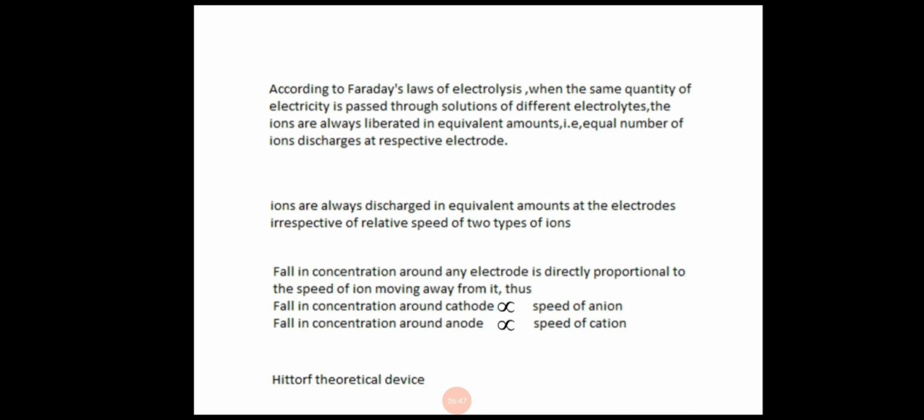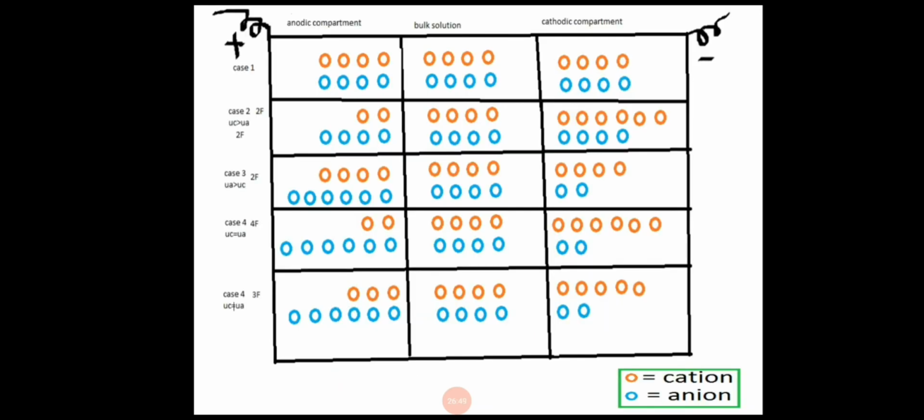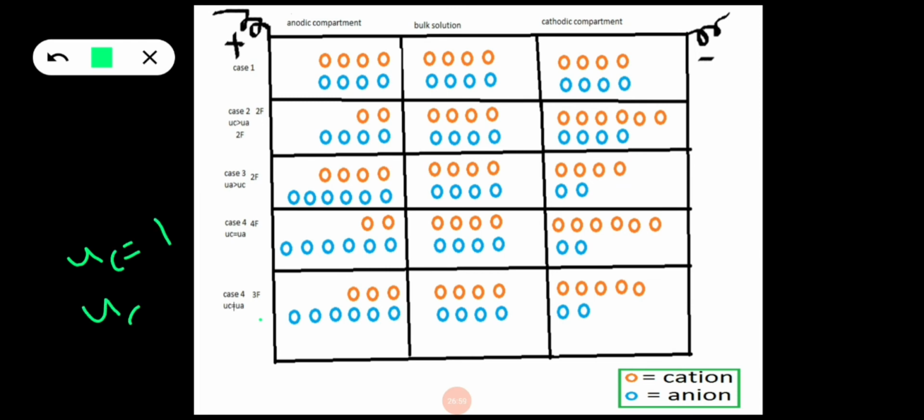Let us see one more case. Here, we consider that the speed of cation is 1 and the speed of anion is 2. So two anions from here are coming to the anodic compartment and only one cation is moving to this compartment, and the unpaired ones will be deposited. So these three will be deposited and these three will be deposited.